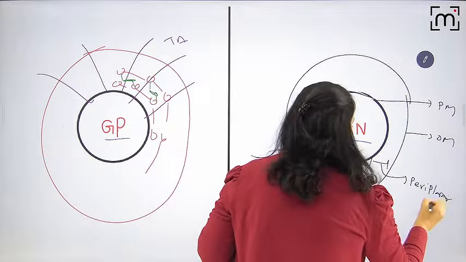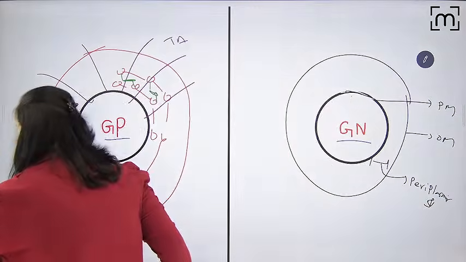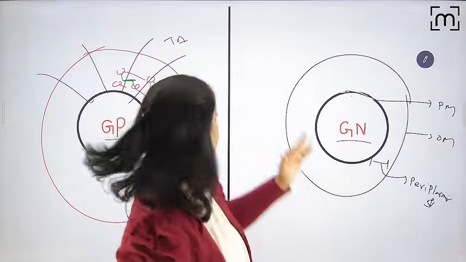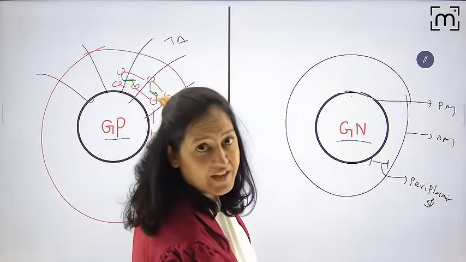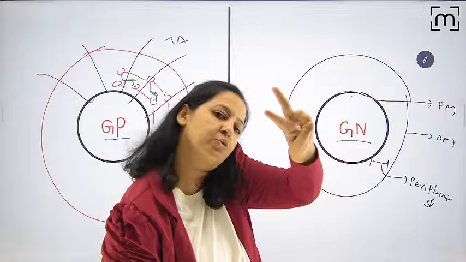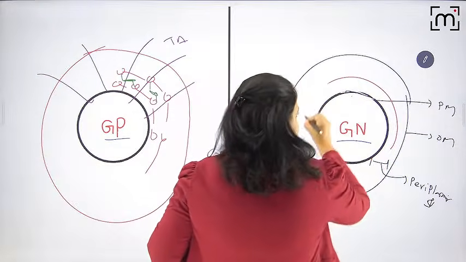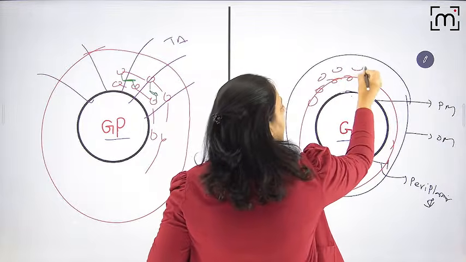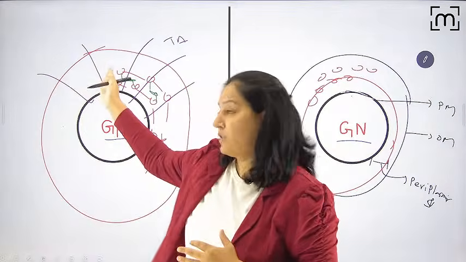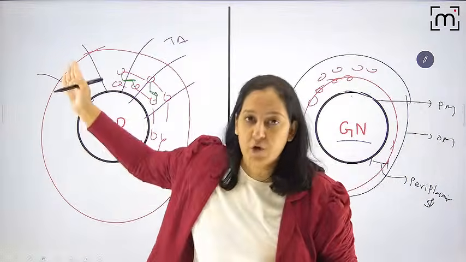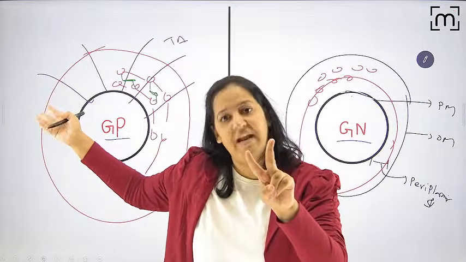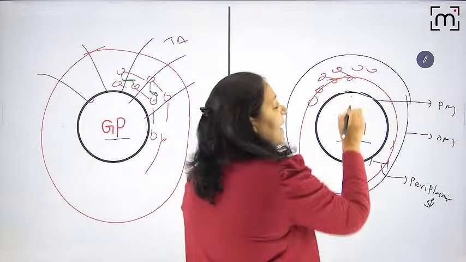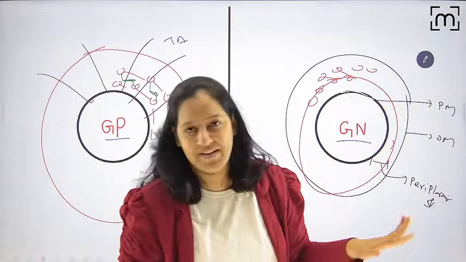In the periplasmic space, there is peptidoglycan, but that is very thin. Only 2 nanometer. Here it is 80 nanometer. So here peptidoglycan is thin, there it's thick. In gram-positive, the cross-linking is by both tetrapeptide chain and pentaglycine. Here in gram-negative, the cross-linking is by tetrapeptide chain only, no pentaglycine.